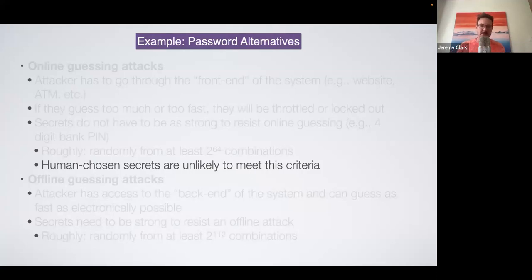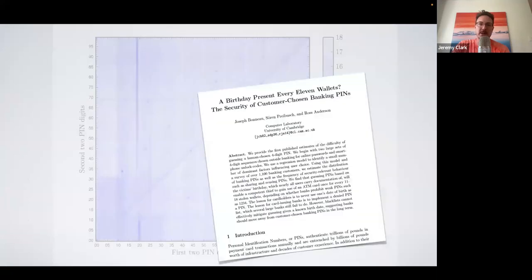The other thing I want to do is take another aside to the aside, and talk about why human-chosen secrets are bad generally. Even something like a 4-digit PIN. If I have 10 guesses, I actually have a pretty good chance of guessing what your PIN might be, because I'm not going to try 0000, 0001, 0002. What I'm going to do is guess patterns that are more or less likely to be possible.